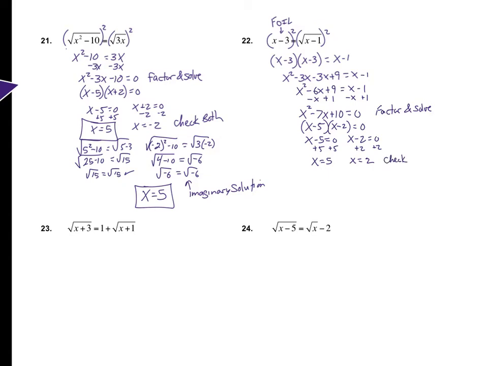We're going to check those answers by plugging them back in. 5 minus 3 is 2. Square root of 5 minus 1 is the square root of 4, so those both equal 2, which checks out. When we plug 2 in, we get 2 minus 3 on the left, which gives us negative 1. Negative 1 does not equal 1, so x equals 2 is an extraneous solution, so our only answer is x equals 5.